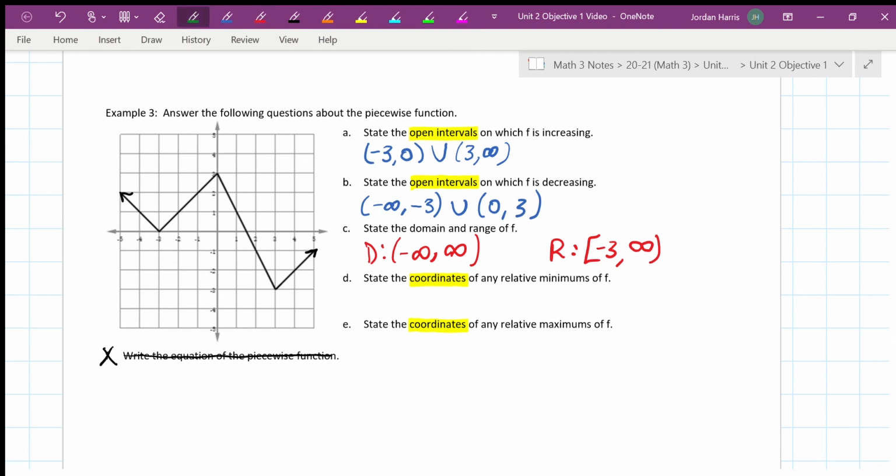Then we have coordinates. So this is x, y ordered pair, x comma y of any relative minimum. Okay, so that looks like a minimum to me, decreasing then increasing. That looks like a minimum, decreasing then increasing. So we have the coordinates -3, 0, and the coordinate 3, -3.